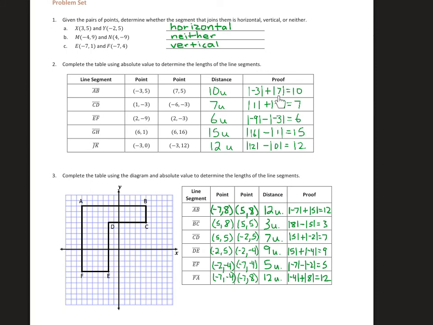The absolute value of 7 is 7. The absolute value of negative 6 is 6. The absolute value of negative 3 is 3. The absolute value of 16 is 16. Okay? Down here, I wrote all the points. You can check those. The distances you can count, or you can use the proofs. Again, adding if we're crossing 0, subtracting if we're not crossing 0, making sure our answer is always positive.